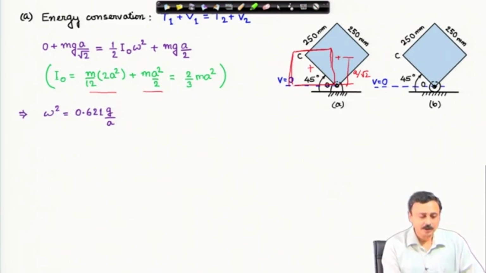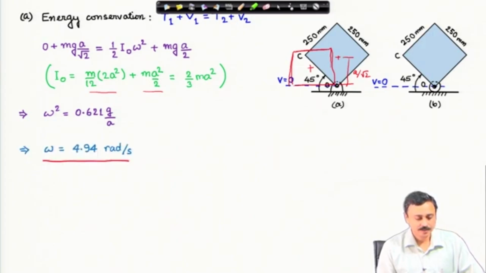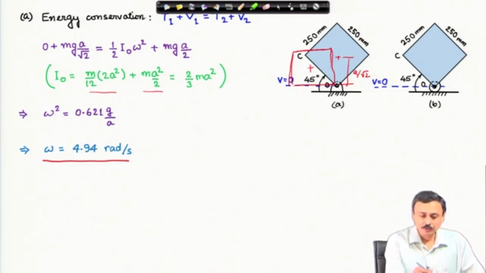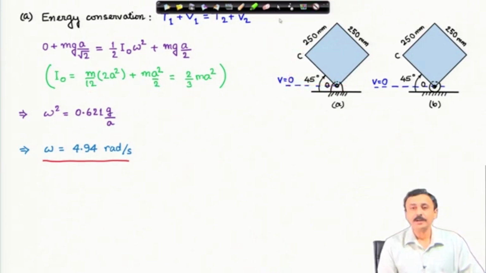If I plug in all these expressions in the energy conservation equation, I get omega square, and plugging in the values that are provided, I find omega as 4.94 radian per second. This is for the system 1 when it is hinged. This is quite a straightforward system because it is hinged. Let us move to the second system where there is a roller at that corner O.